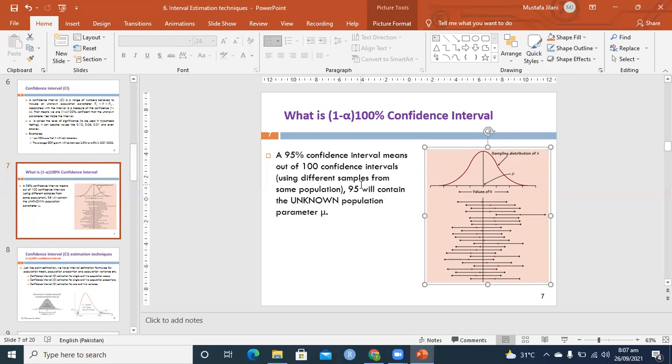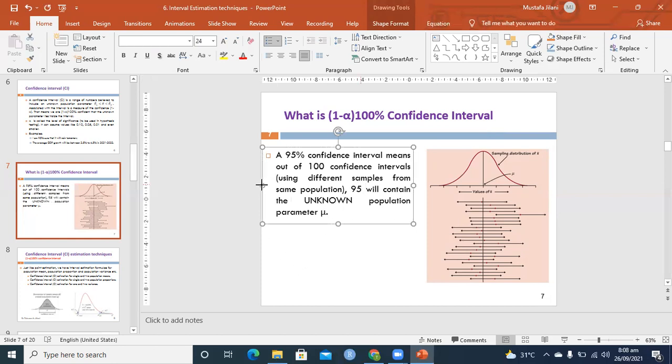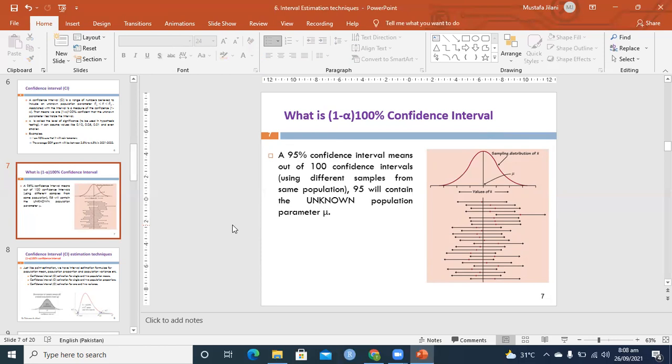So how can we have 100 confidence intervals? It is simple. Suppose you have a population of 100,000 people, and you can select samples of 100 people each. You can have 100 samples, or maybe 1,000 different samples. And from those 100 samples, you can construct 100 different confidence intervals. Why will they be different? Because your sample mean will be different from one sample to another sample.